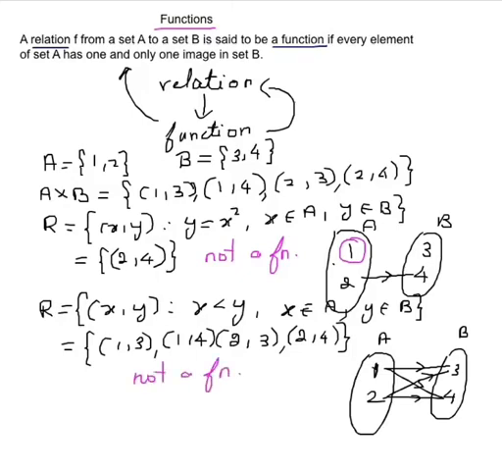Here the reason is, let us consider this element 1. So (1, 3) and (1, 4). 1 has 2 images, 3 as well as 4. Each element should have a unique image, but here every element has 2 images. Therefore, it is not a function. The definition of function is not satisfied. So it is a relation, but it doesn't become a function.